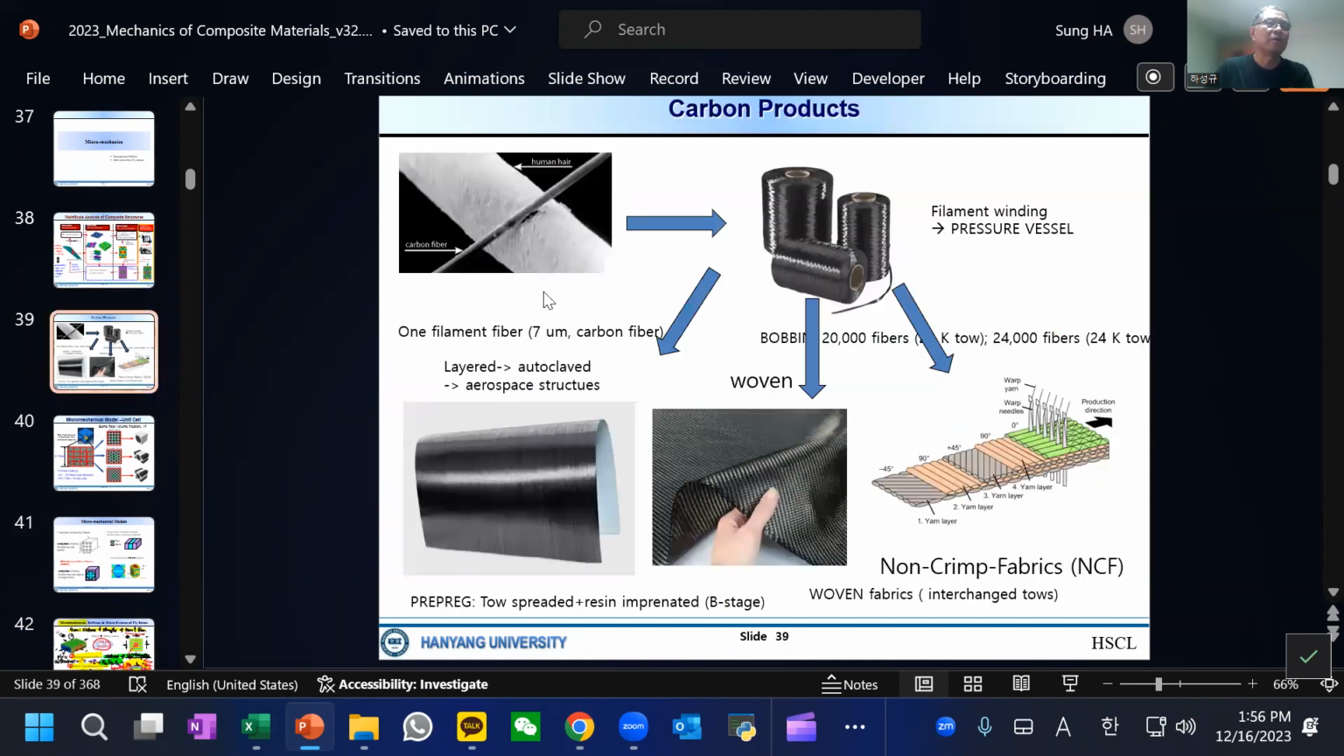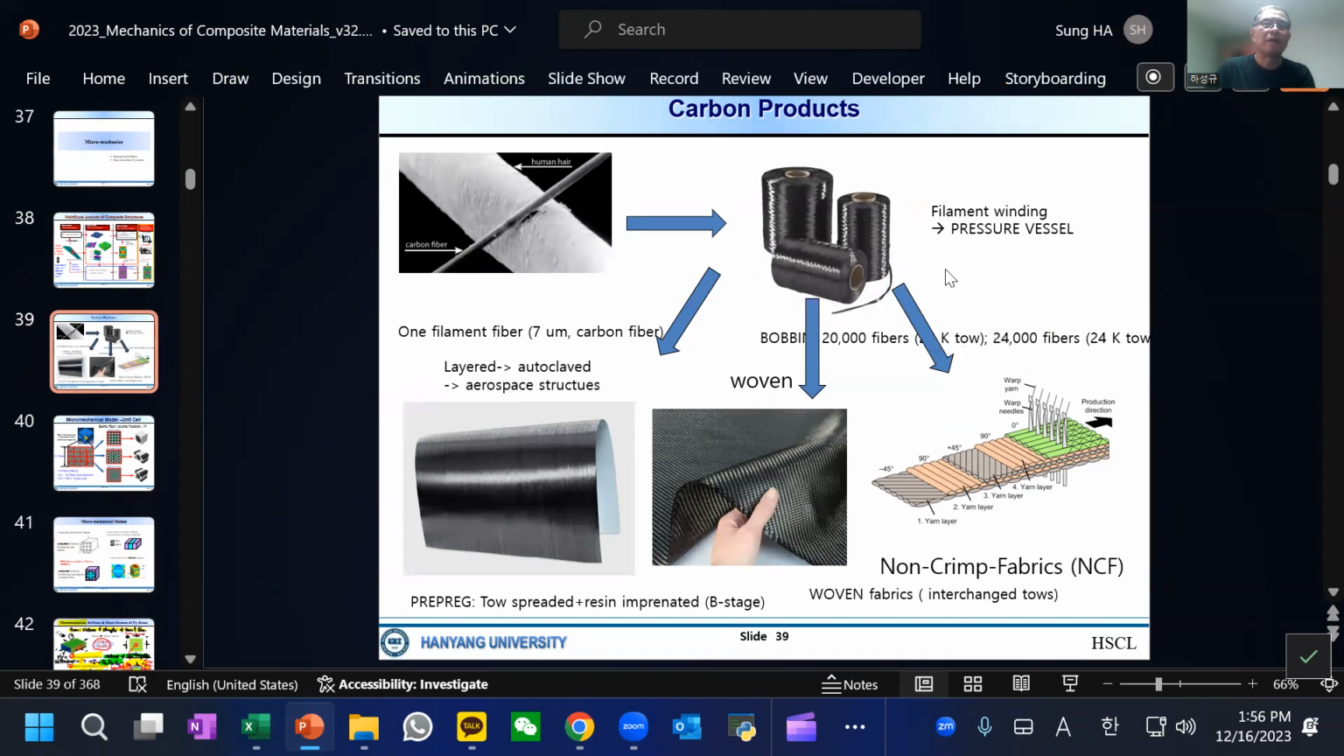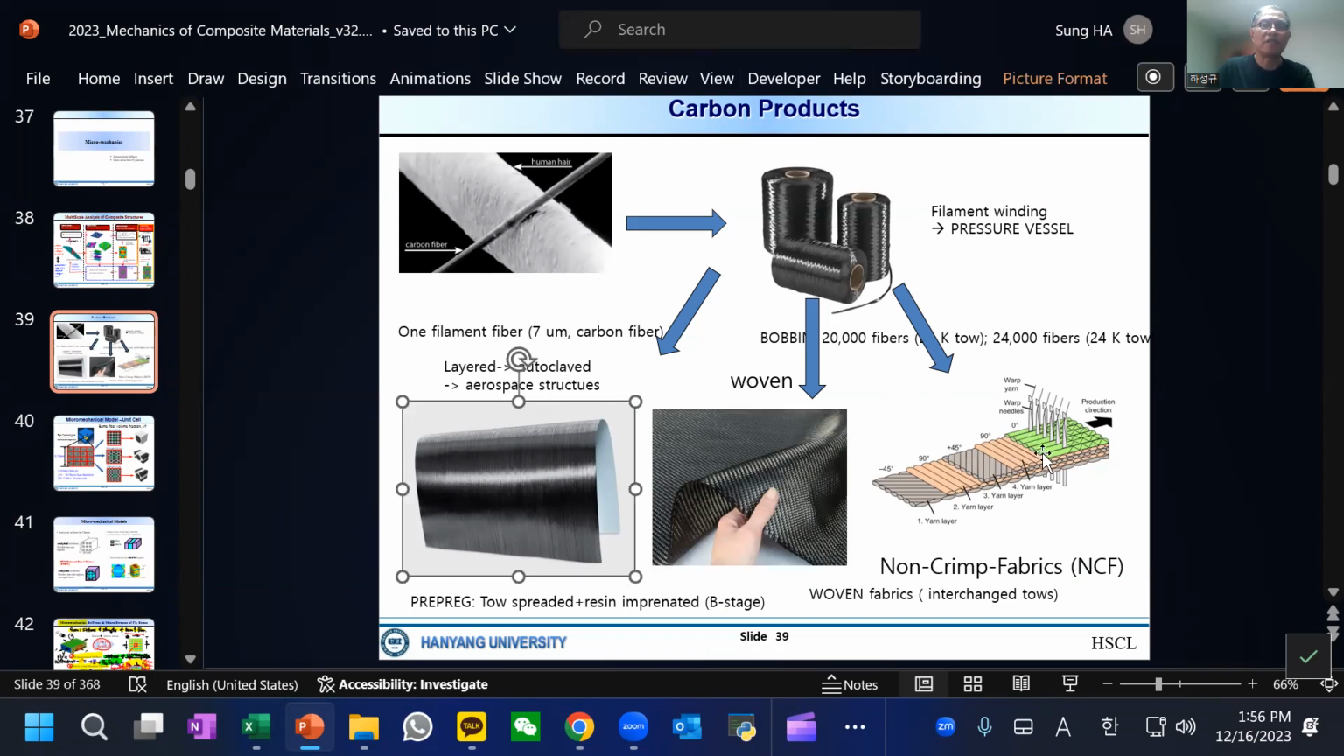So you have seen this figure many times. This is the tow or bobbin. One tow has 20,000 fibers, or 24K fibers, and this can be used to make pressure vessels or woven fabrics, many structures. Or you can stitch them like this, because we want to hold them.